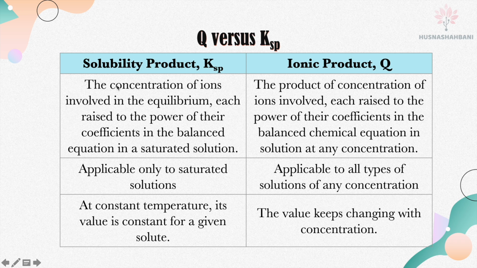Q versus KSP. Solubility product KSP: the concentration of ions involved in the equilibrium, each raised to the power of their coefficient in the balanced equation in a saturated solution. Ionic product Q: the product of the concentrations of ions involved, each raised to the power of their coefficients in the balanced chemical equation, in solution at any concentration.